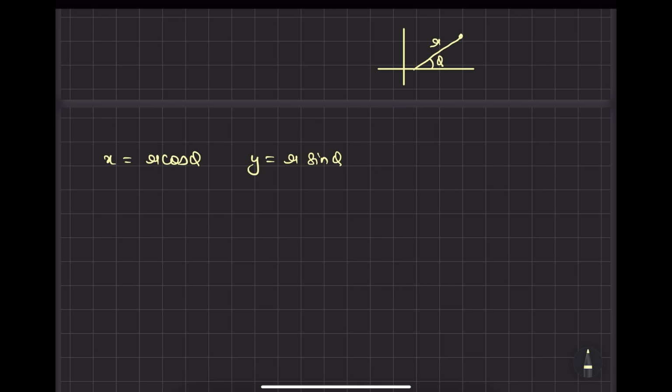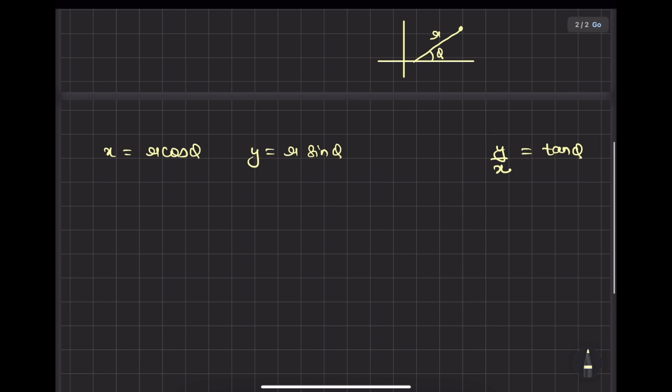Now look at this. This is x, this is y. Now you have to find out y by x. So who is y by x? Try to understand. y is r sine theta, x is r cos theta. So r is gone. So can I say it is tan theta? So this is your y by x.